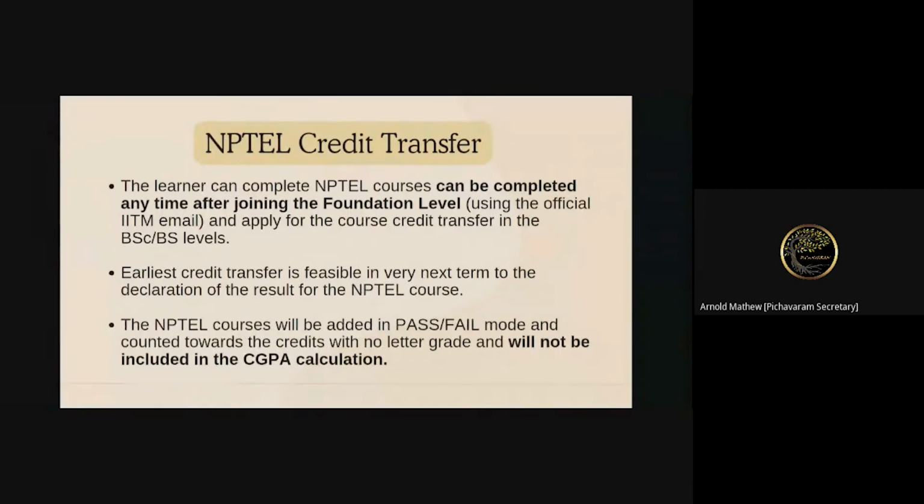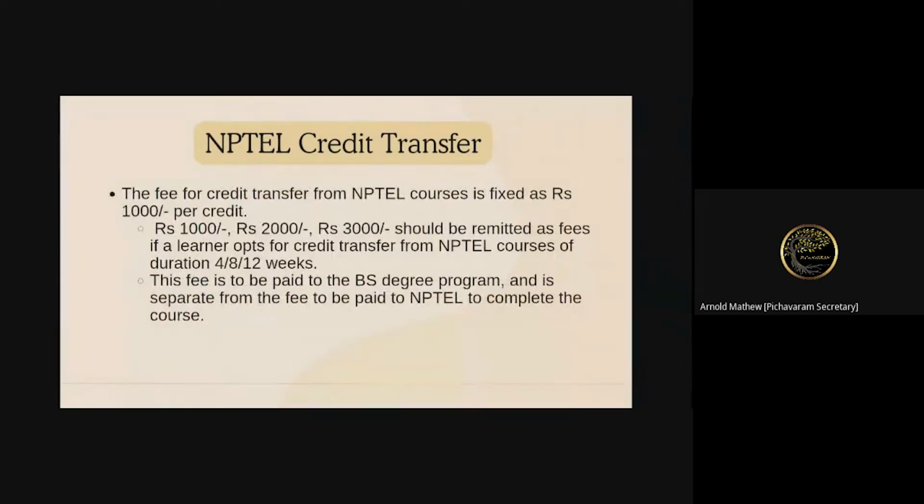In normal BS levels, each subject will be awarded an S grade, A grade, and so on. Those will not be awarded in an NPTEL course. Only a pass or fail will be awarded, and the credits will be transferred to your record. For a credit transfer, you have to pay 1,000 rupees for a single credit, so if you are transferring 3 credits, you will pay 3,000 rupees. Apart from this, you will be paying the exam registration fees in the NPTEL portal.